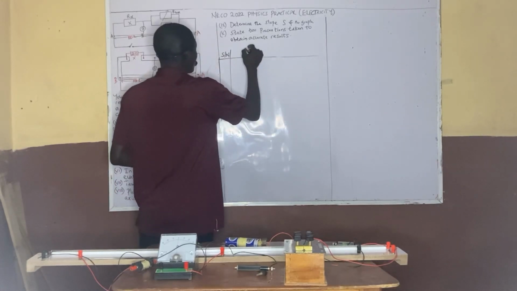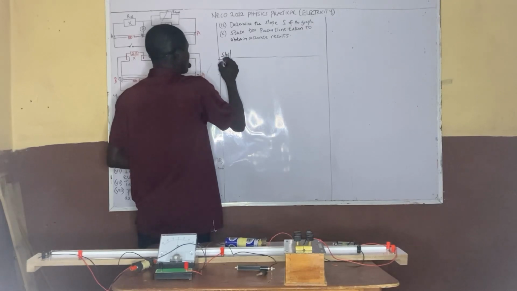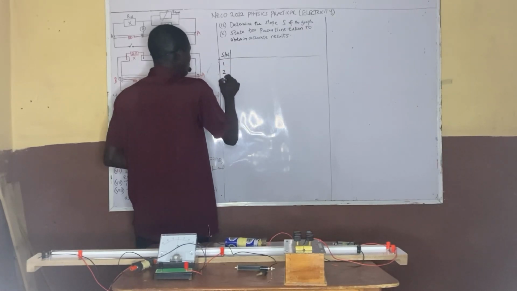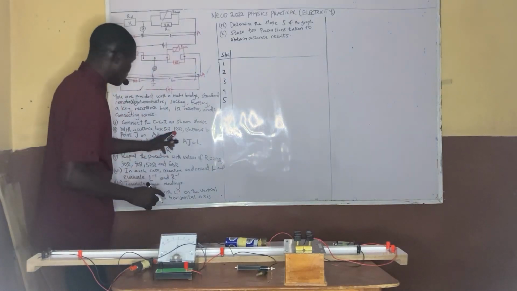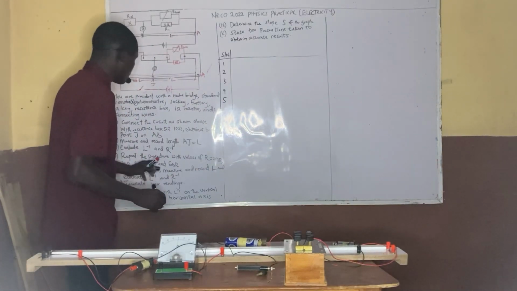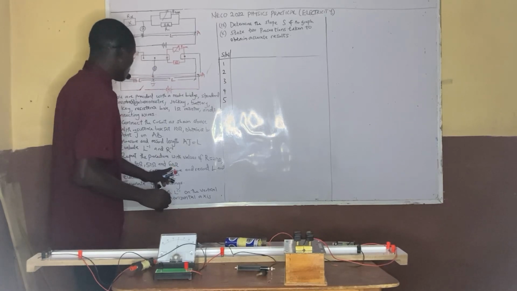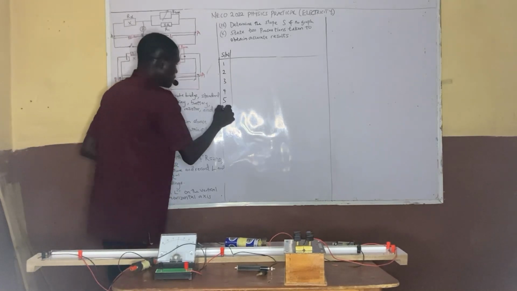We have the serial number, which is 1, 2, 3, 4, 5. Now let's see whether it's up to 6. We have 10, 20, 30, 40, 50, 60. So it's up to 6. So this is 6 values.